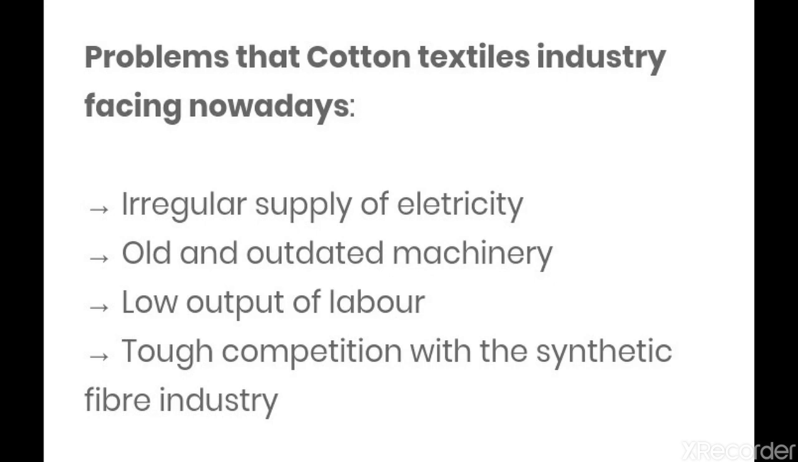Point number two, old and outdated machinery. The machinery used by the cotton textile industries is old and outdated. As a result, the industry is unable to compete with other countries of the world. The third is low output of labor. The labor employed in this industry is not trained, not so skilled. That is why they are providing less output.